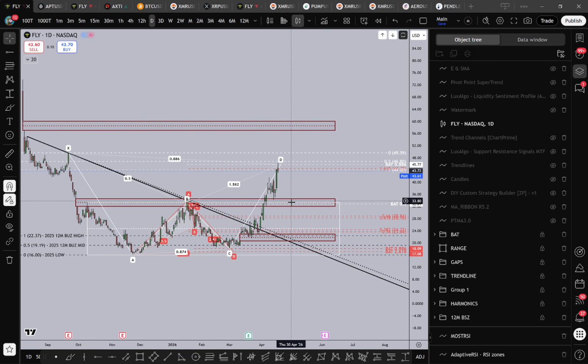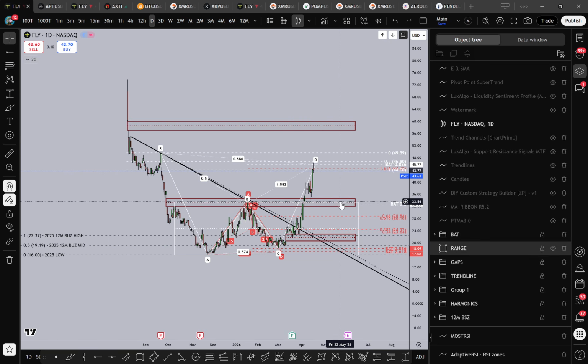Go back to range highs. If you lose the range highs, go to the range mid. Somewhere around here would be insane. Even range highs I'd be happy with for a potential entry.